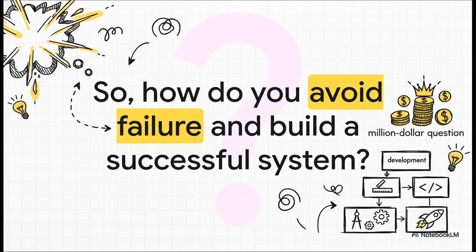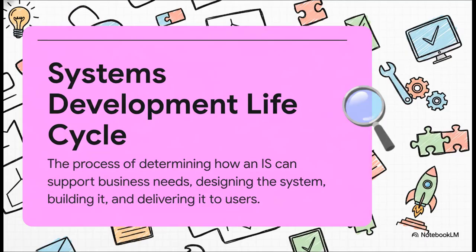Well, it all comes down to having a rock-solid plan. And this is that plan. It's called the Systems Development Lifecycle, or you'll hear it called the SDLC for short. Think of it like a map. It's the guide that takes a team from that first little spark of an idea all the way through the chaos to a successful launch. It breaks this huge, overwhelming task into clear, logical steps.